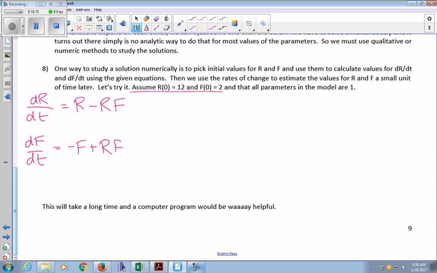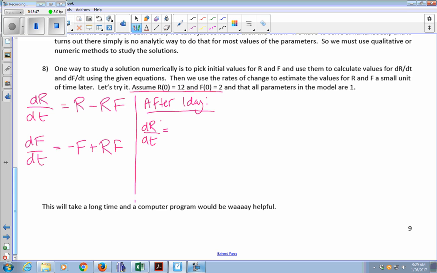All right, so let's see. After one day, I need to know how much the rabbit population changes and how much the fox population changes. So R of 0 is 12, F of 0 is 2. I'm going to replace my R's with 12s and my F's with 2s to calculate a dr dt and a df dt.